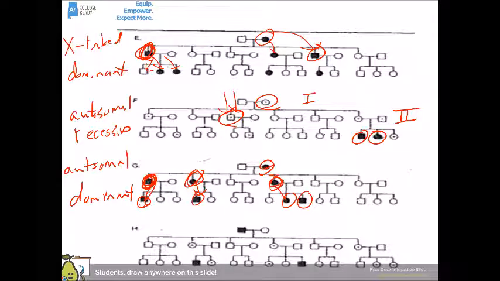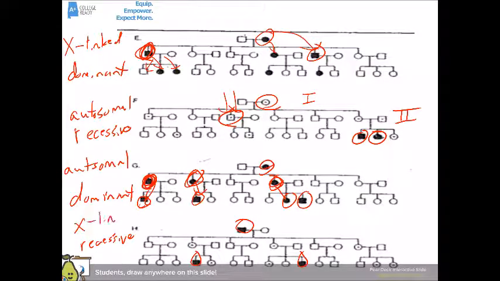Finally, let's get to H. Does it skip generations? Are there carriers? And the answer to both of those questions is yes. And when that's true, it's always recessive. Are males and females affected equally? And what you see is there's 3 affected males, no affected females. Almost always that's X-linked. And again, you might be tempted to mark Y-linked here, but notice that the females are carriers. And females cannot carry Y-linked traits because they don't have a Y chromosome.